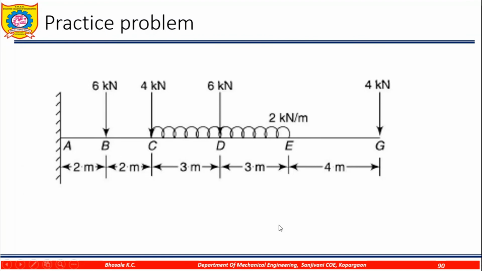So this is a practice problem for you. A cantilever beam is given, and it is a combination of point load as well as UDL. First find out the reaction at point A. The reaction will be equal to the sum of the point loads 4 and 6 plus the UDLs, with intensity 2 and distances 3 and 6. So we have to add and then find out the reaction. Similarly, find out the resisting moment about point A, so that the beam should not rotate.